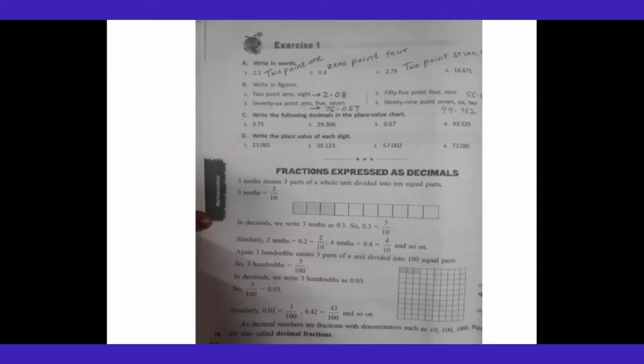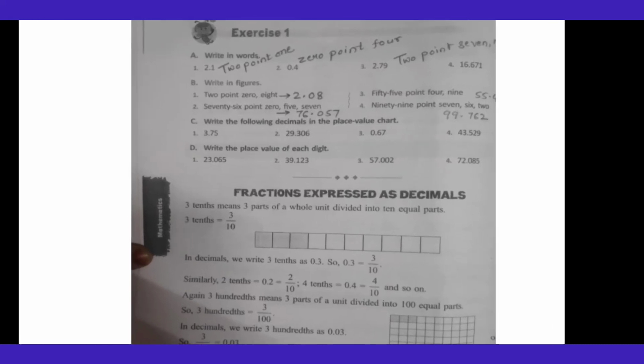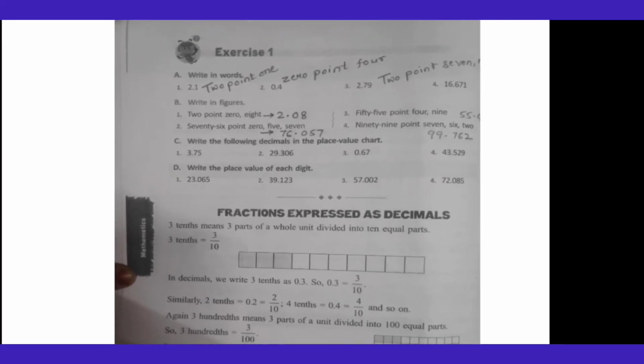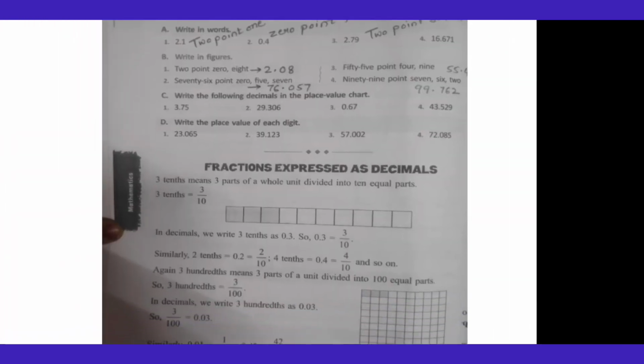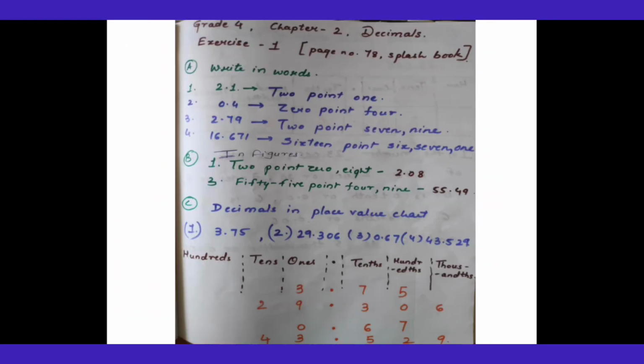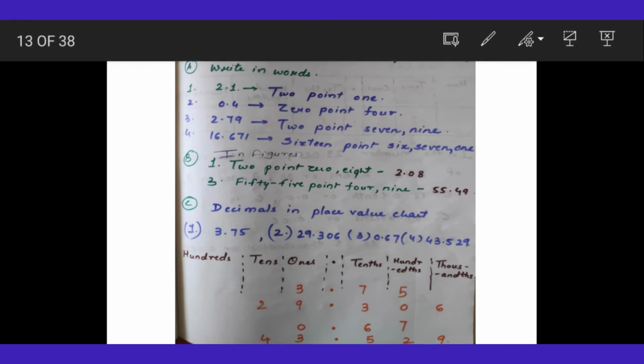Fine. Now, it is exercise 1 of your notebook, and you have to write this in your notebook. First question is write in words. The first one is 2.1. How will you write it? See, I will show you. In the same way you have to write in your notebook. 2.1 will be written in words as you can see here. Okay. Now the second is 0.4.